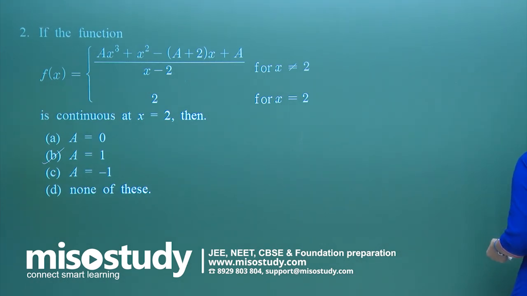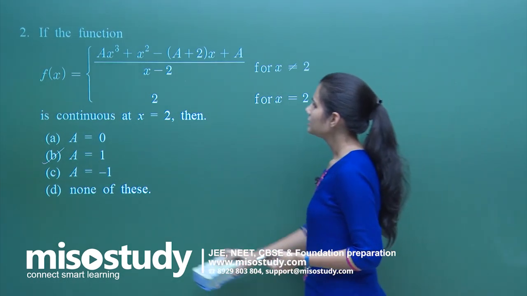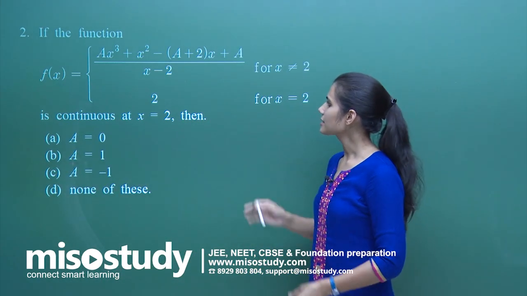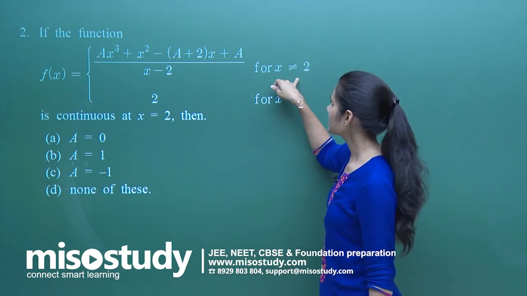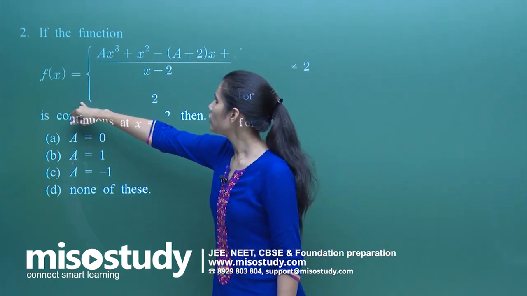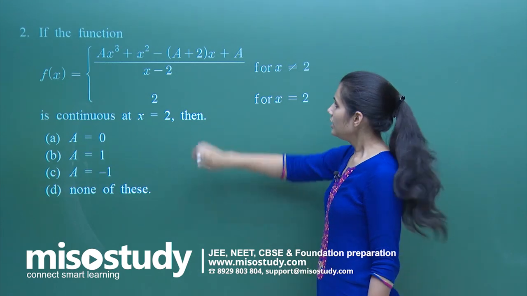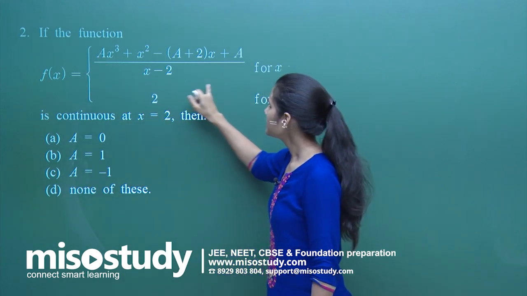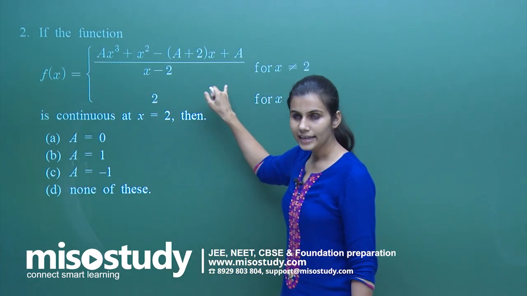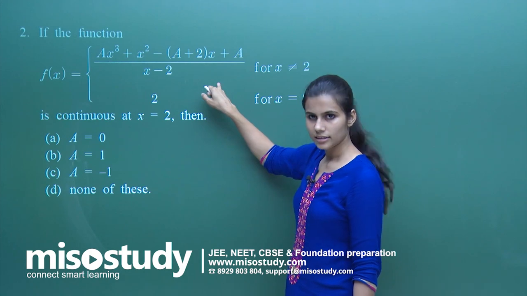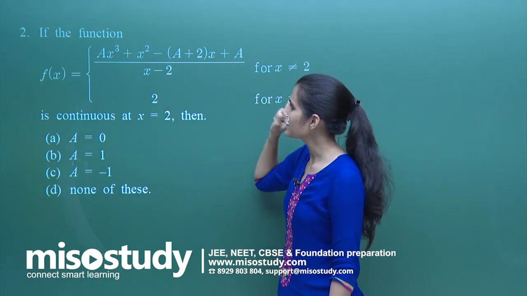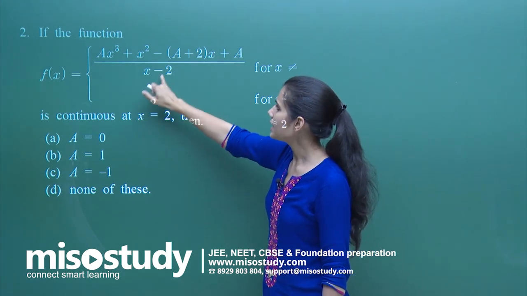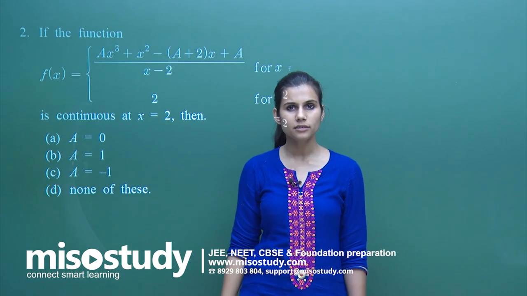Let's talk about this question now. It is saying this is continuous at x equals 2. Now, the moment I am saying this is continuous at x equals 2, that means limit x tends to 2, f of x is equal to f of 2. That means this limit is existing, right? For this limit to exist, as x approaches 2, definitely x minus 2 should be a factor of the numerator, right?